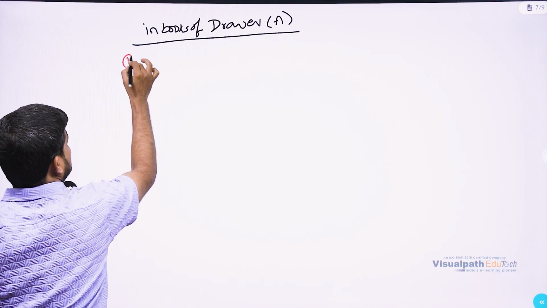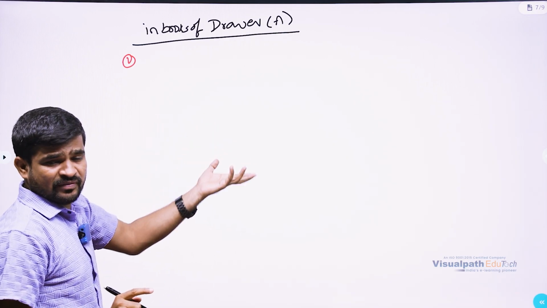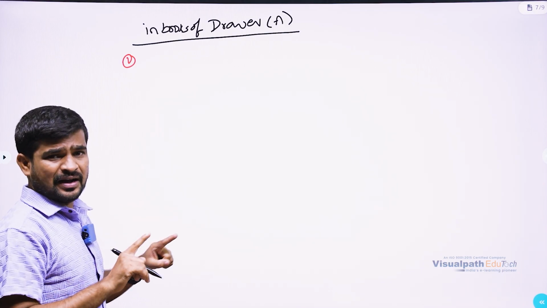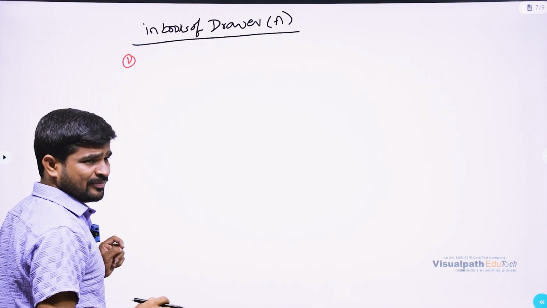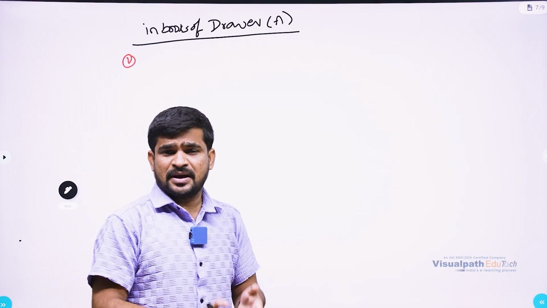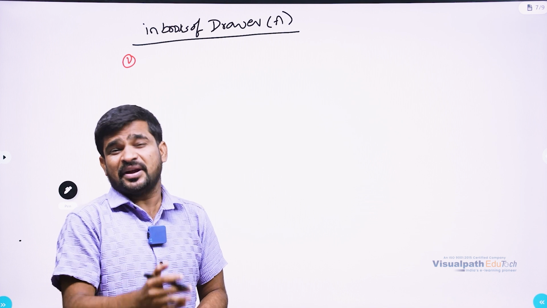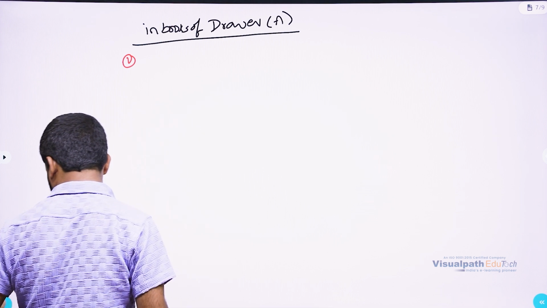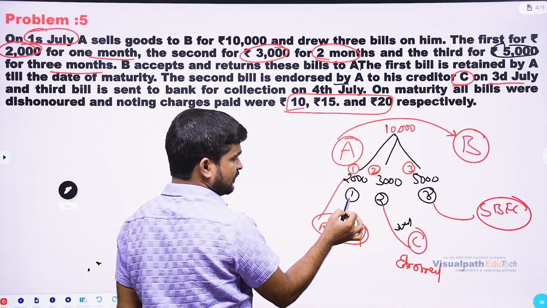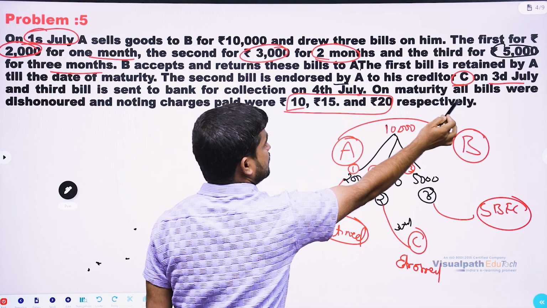What is the first situation? Holding. For the retaining of a bill, there is no entry. As in the last problem we discussed, for retaining of a bill there is no entry in the books of the drawer. But the first bill is dishonored here. First the bill is retained, and that is dishonored, because after 1 month it will be dishonored. If you remember the question, the bills were drawn for 1 month, 2000 rupees. After 1 month it matured, and the question clearly said all the bills are dishonored.